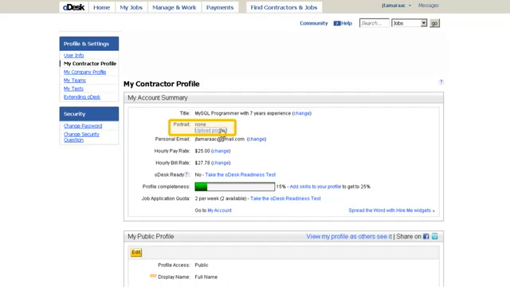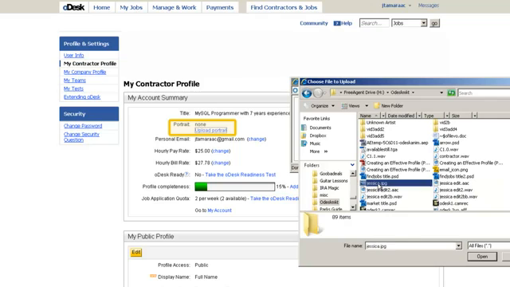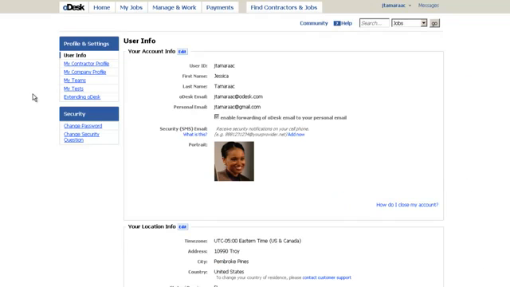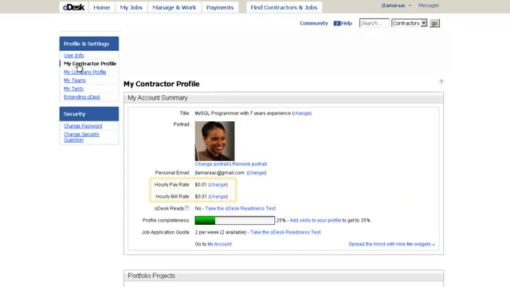Next, upload a photo of yourself. People want to know who they are working with. Make sure your photo is both professional and friendly.